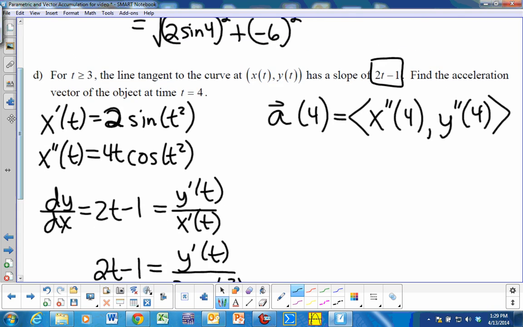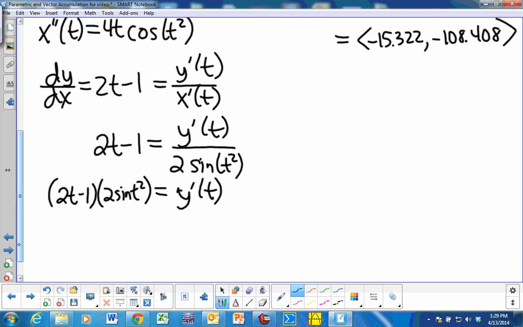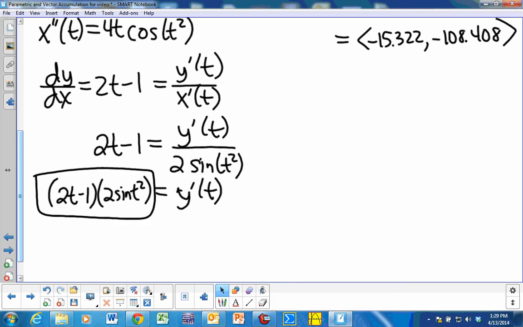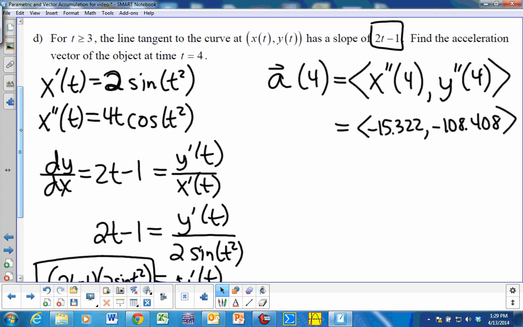So again, calculator problem. So you go through and check this and make sure you get the right answers. Negative 15.322 and negative 108.408. So you will then need to go through, we know x double prime of t, we will need to find the derivative. You'll have to find this derivative evaluated at 4. So again, do that in the calculator, double check your answers are right, and there you go.